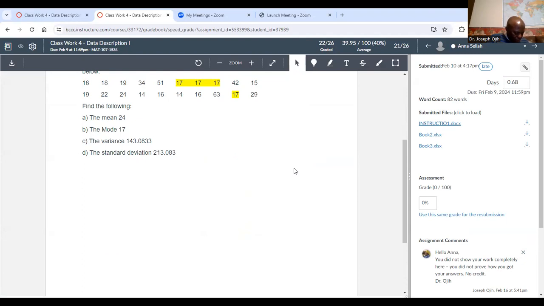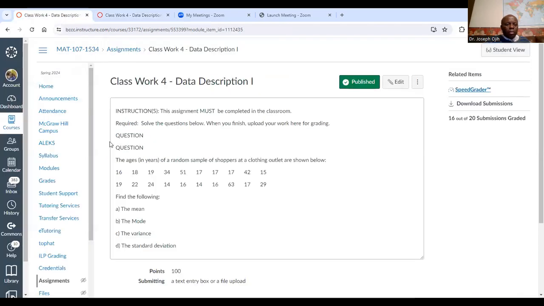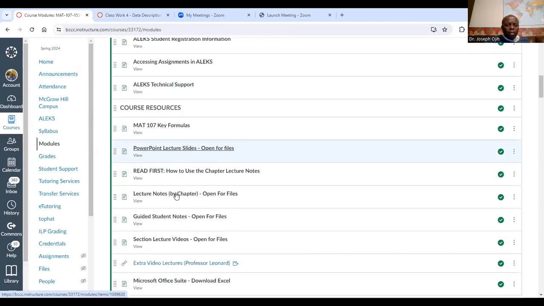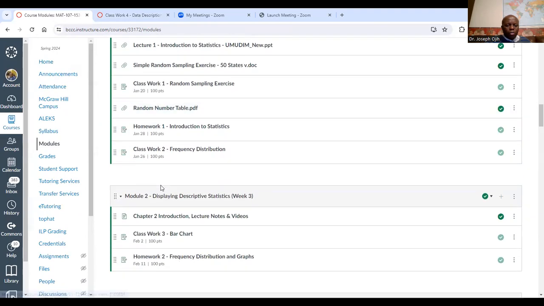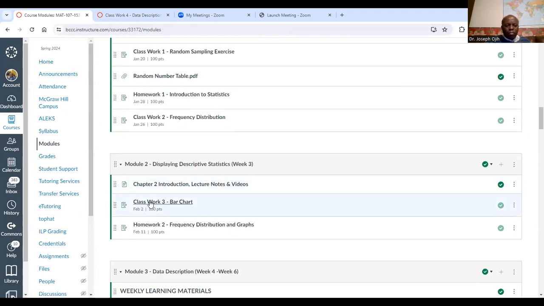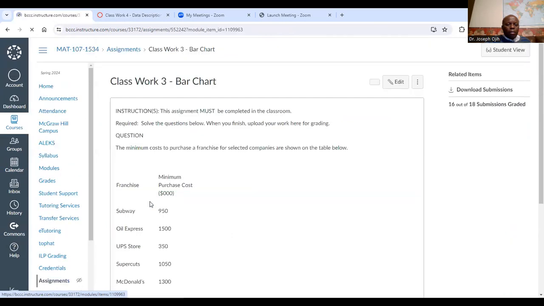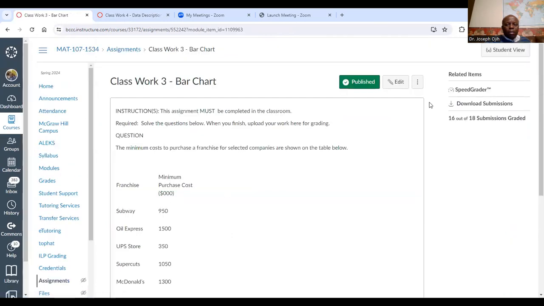So for classwork 3, the bar chart, you said I didn't do the assignment, but I'm looking at it right now on my computer and I see where I submitted it and it's on there. Did you submit it after I graded it or before? I don't know what day I submitted it. Let me check the due date first. Classwork 3 was supposed to be due on February 2nd. Yeah, I sent you a message about it too. You didn't respond, but I still did it.